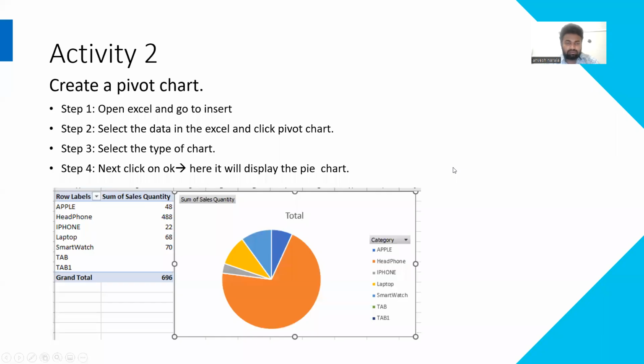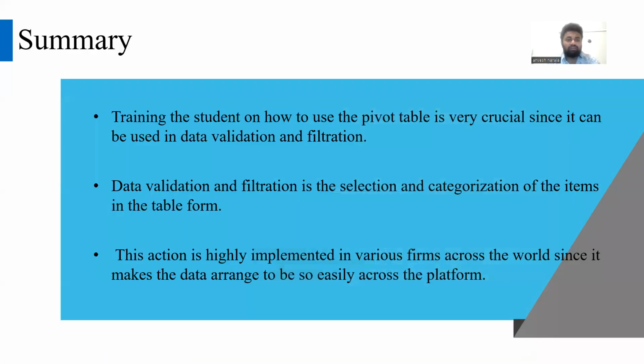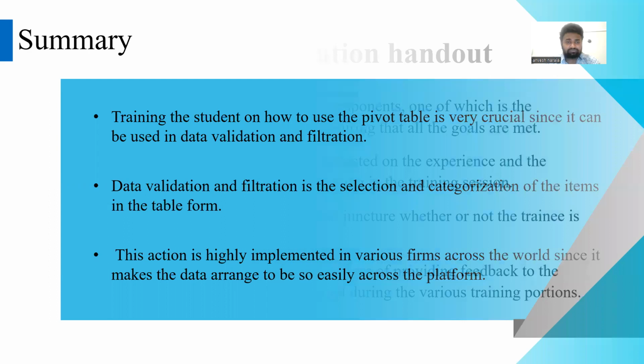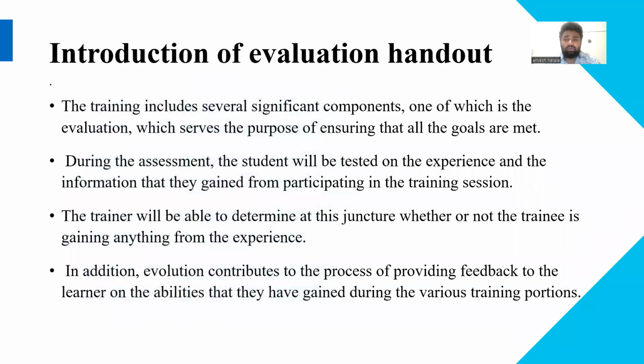Coming to the summary, training the students on how to use pivot tables is very crucial since it can be used in data validation and filtration. Data validation and filtration is a selection and categorization of the items in table form. This action is highly implemented in various forms across the world since it makes the data arranged to be easily accessed across the platform. Introduction of evaluation handbook.